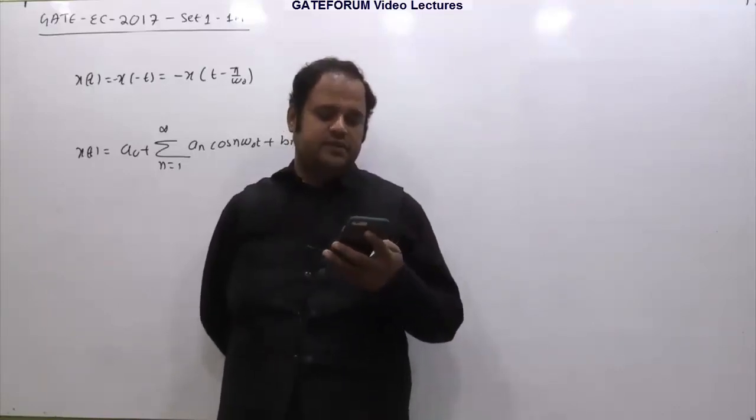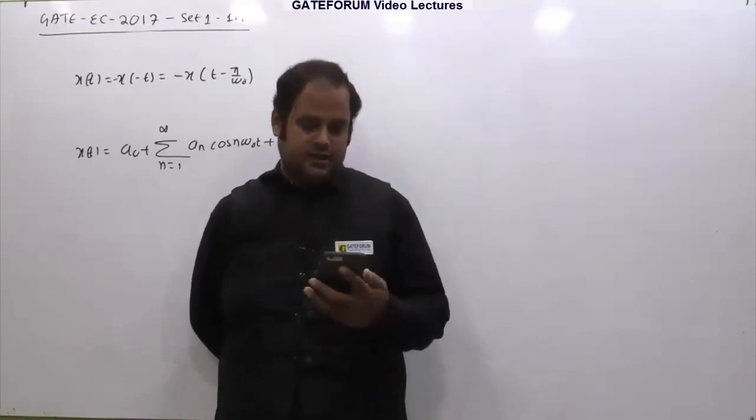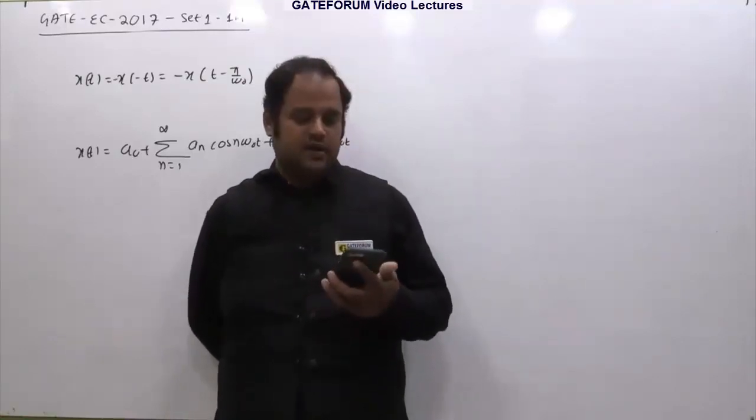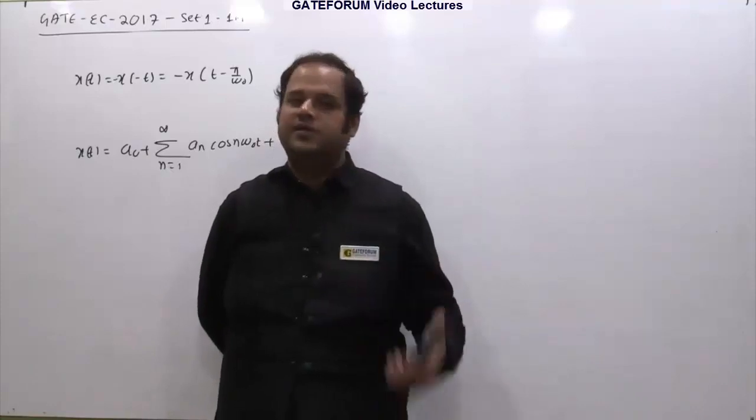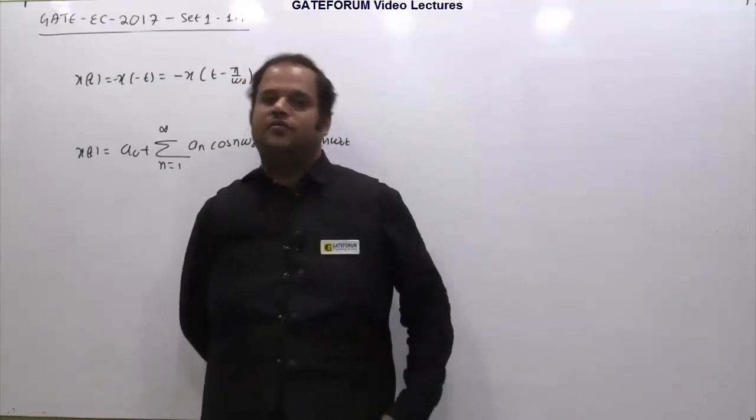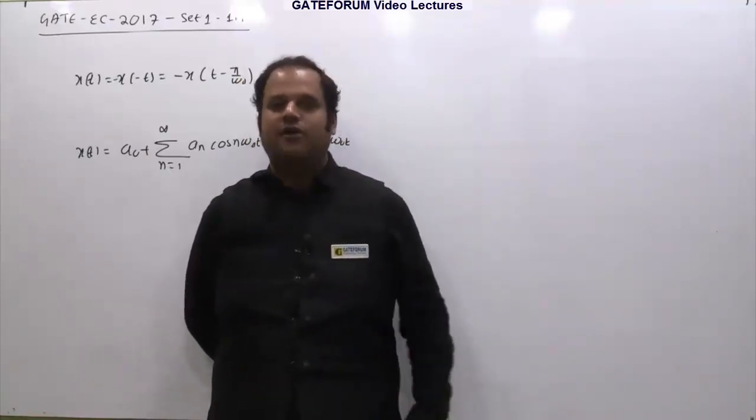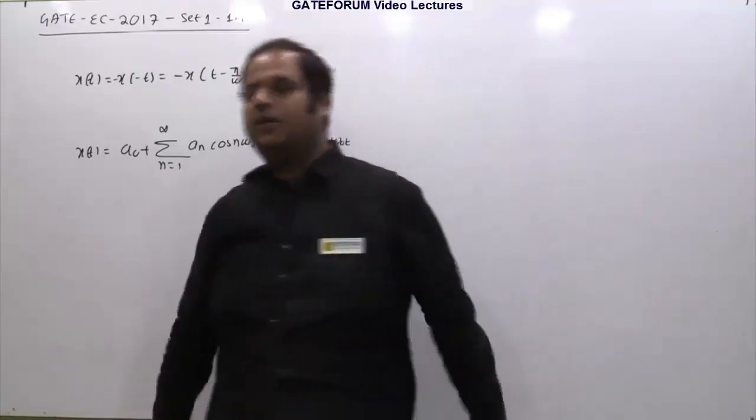So if you see all the options, basically the question is from the symmetry conditions, isn't it? So you have to comment regarding these coefficients a naught, an and bn. So for what value of n they will be 0 and for what value they are non-zero. So based on that they have jumbled all the options.